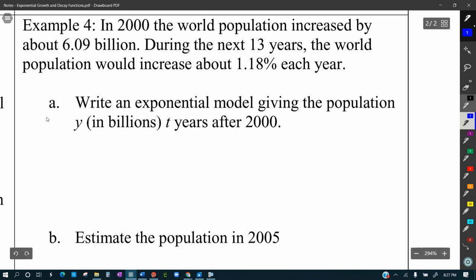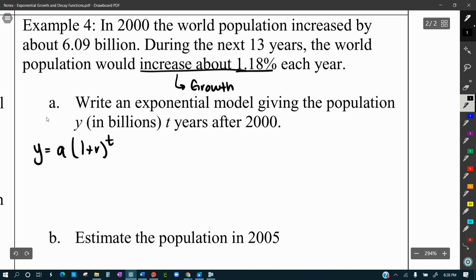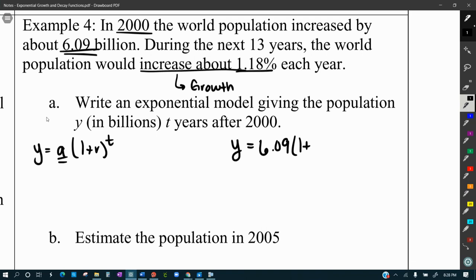Well, first thing we need to figure out is, are we doing exponential growth or exponential decay? So if I find my rate, here's the rate, and it tells me that we are increasing at about 1.18%. So that increase means we actually have exponential growth. So the layout that we are going to be using is a times 1 plus r to the t. Well, y is just y. A is the initial amount for this problem, which it said in 2000, the population was 6.09 billion. We're going to do 1 plus because it is an exponential growth, and the rate is 1.18%.